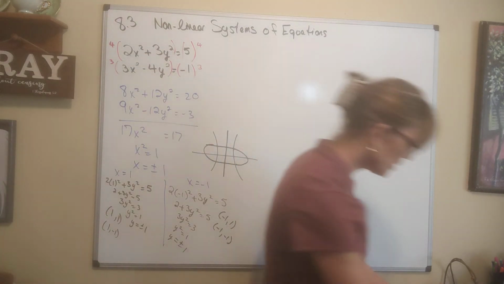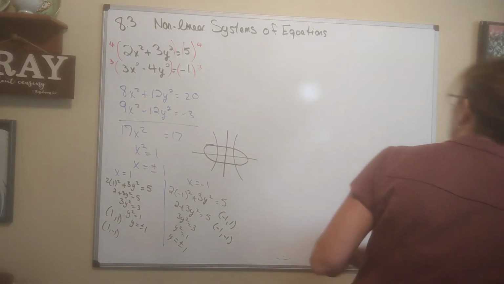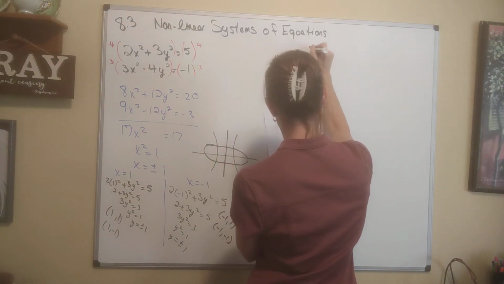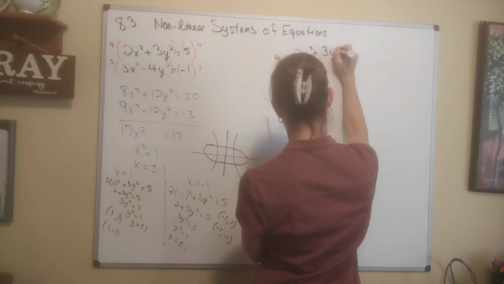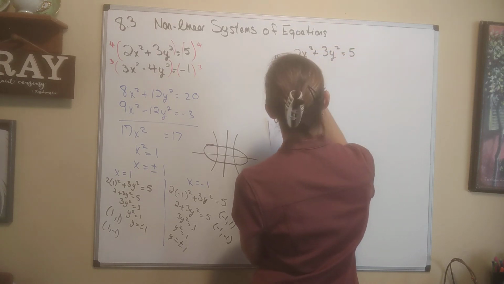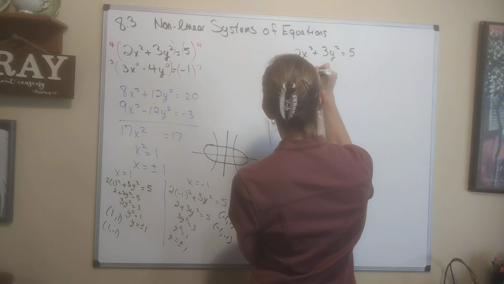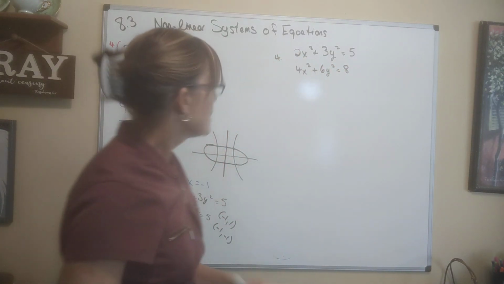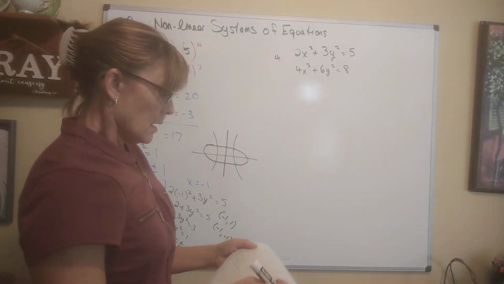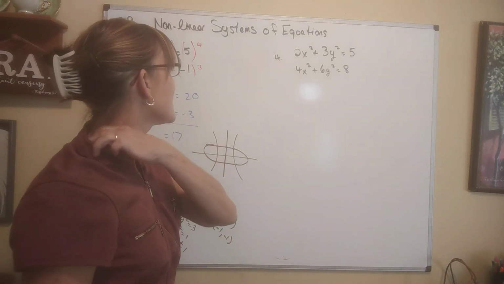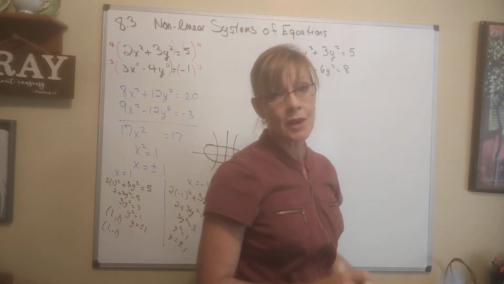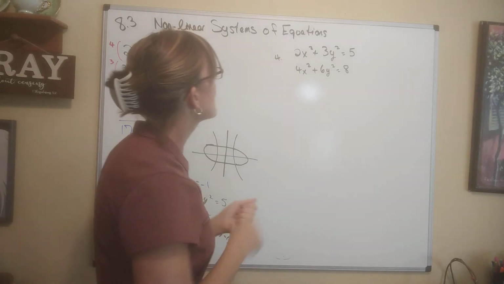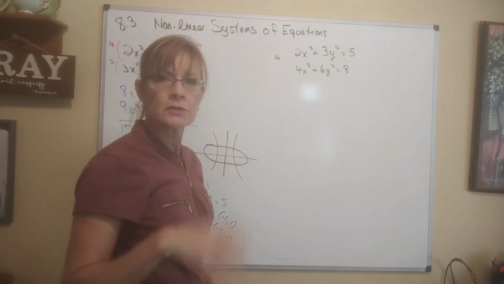Okay, the last one on our sheet goes like this. We're going to solve, this is number 4, 2x squared plus 3y squared is 5. 4x squared plus 6y squared is 8. Let us try to solve this. I'm going to use elimination. I'm going to multiply one of the equations by a number to try to get something to add to 0. So when I look at this, I see the x's. Let me go for those to try to eliminate them.